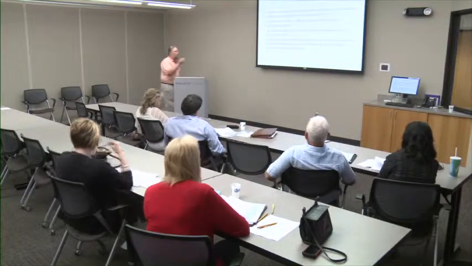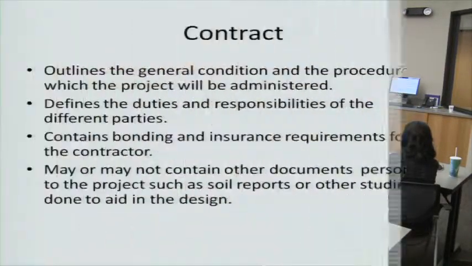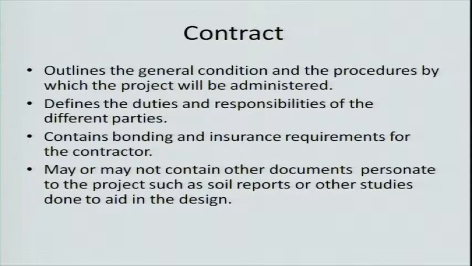The contract outlines the general conditions and procedures, defines the duties and responsibilities. Okay? Tells you what you're going to do, says what the owner's going to do. I'm paying you to build a 7-mile road. You're going to build a 7-mile road. I'm going to pay you to build a 7-mile road. It's going to have asphalt, concrete, aggregates, whatever the materials are going to be in it, what types of materials are going to be in it.